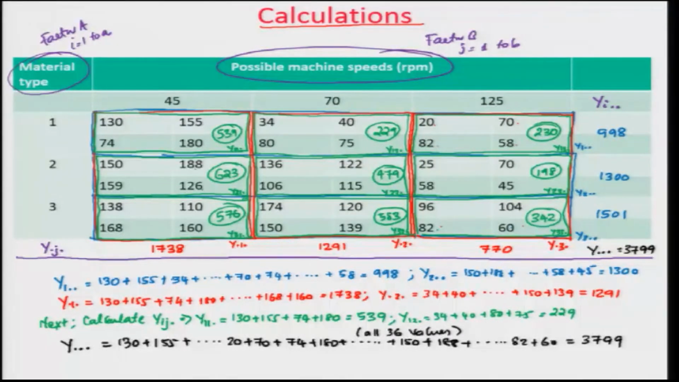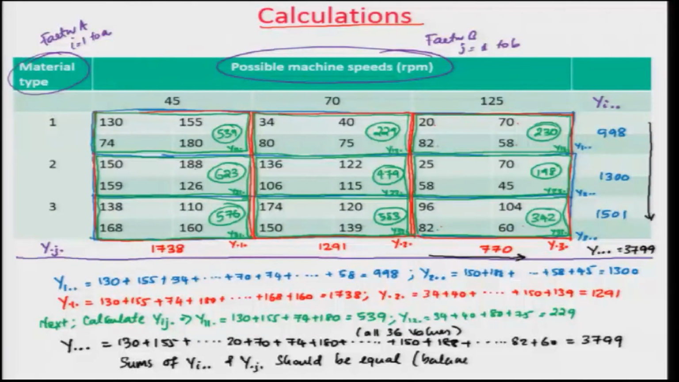One other way to think about it is, if you sum these up and also sum these up, the value should tally right here. That is one of the reasons why the sums of y i dot dot, sorry, y i with only two dots, and y dot j dot should be equal. It is a balanced design. So both of them should sum to 3799 in this particular case.